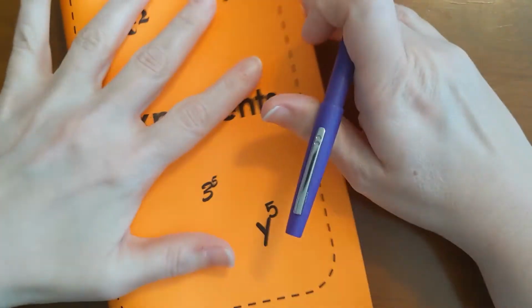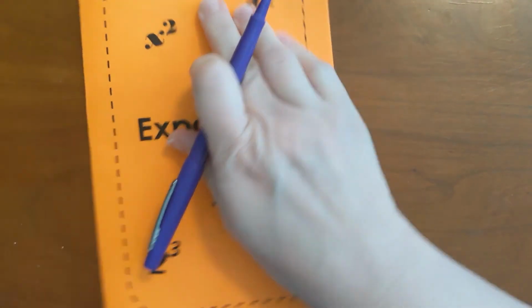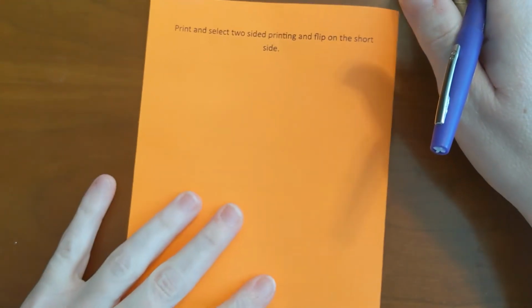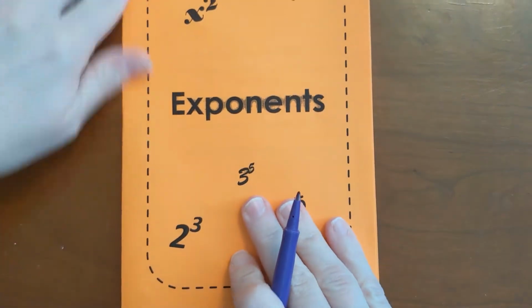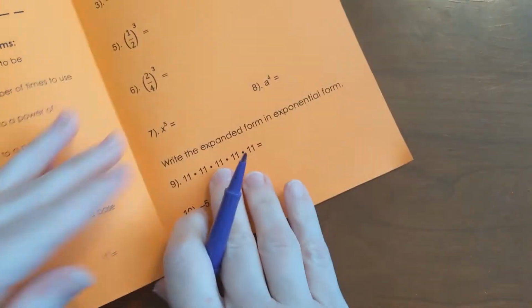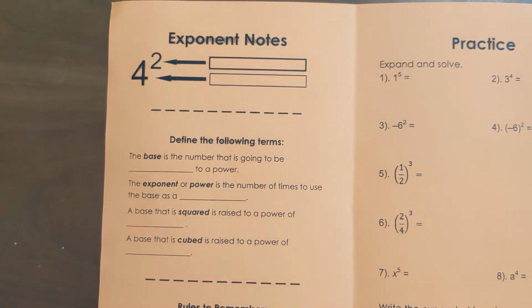So you're going to fold it in half, and then you're going to put some tape on the back side, on this side here, and you're going to put this in your journal. So let's open this up and let's get started. This is just a review. This is what do we know about exponents.